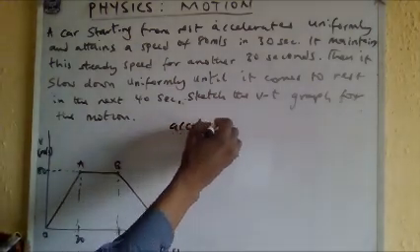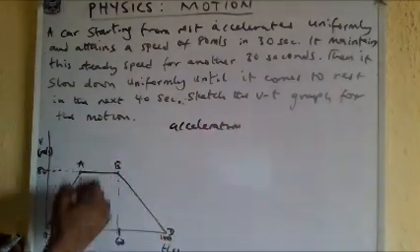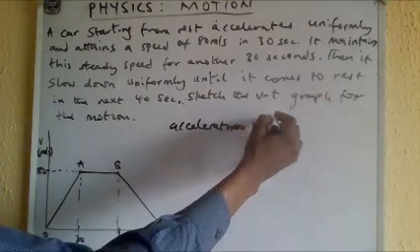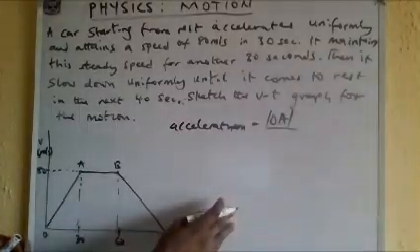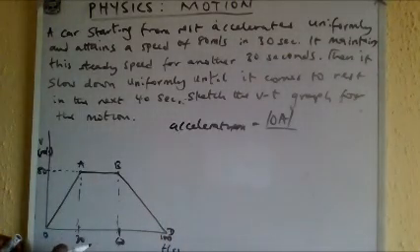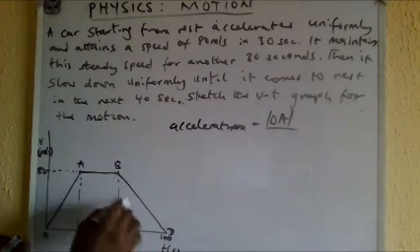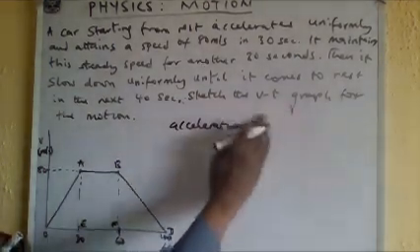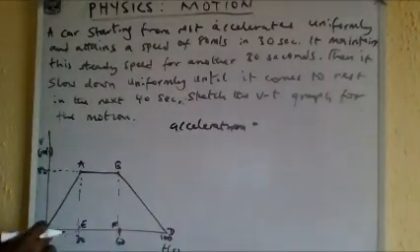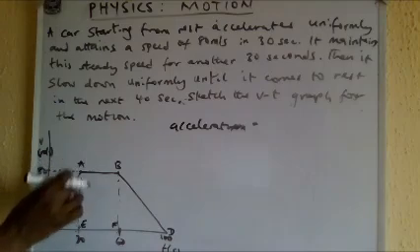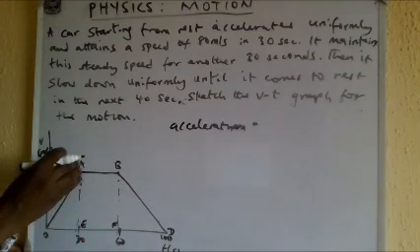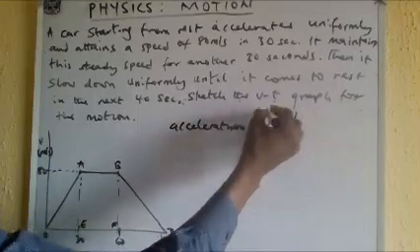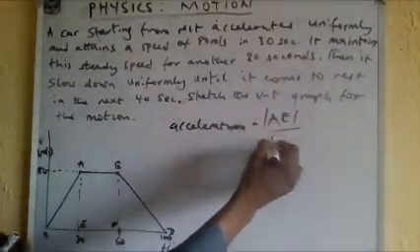Acceleration from the graph is what? Change in velocity, which is OA. Let me put something here. A, B, C, D, E, and F. This point is E. So this line over this line. Change in velocity over change in time. Line AE over line EO. This is acceleration.